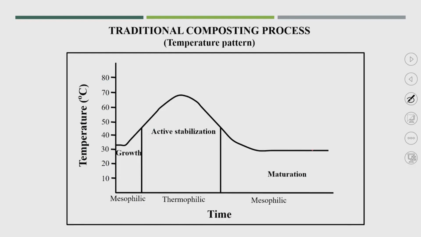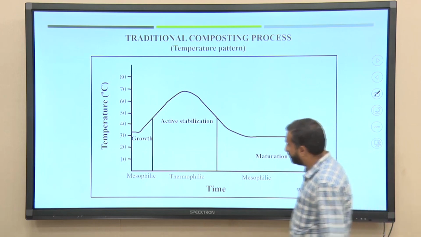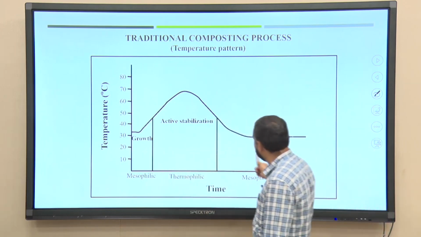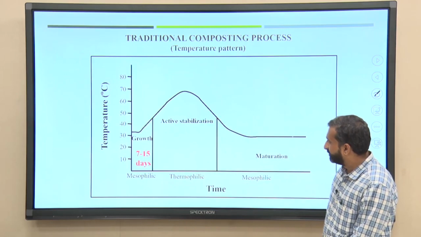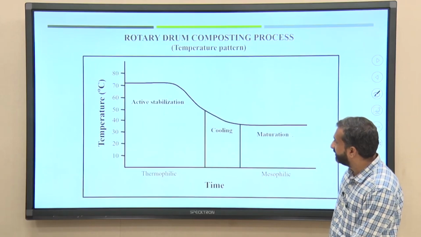So, this is the temperature graph of the traditional composting process like windrow and pile composting. It has the mesophilic phase, thermophilic phase and finally maturation. The initial mesophilic phase requires 7 to 15 days, active stabilization 10 to 25 days, and maturation again 1 month to 3 months. So, finally, the total composting period required is 45 to 190 days.